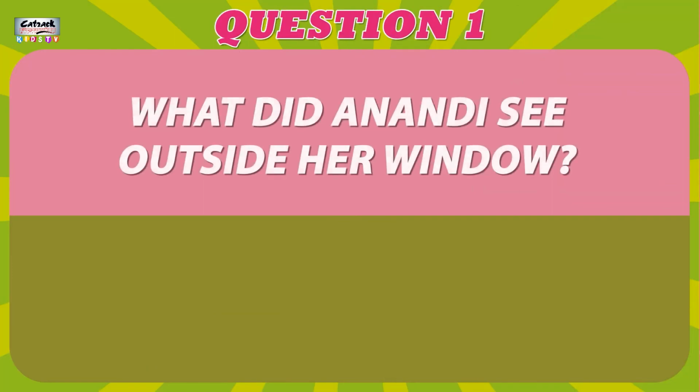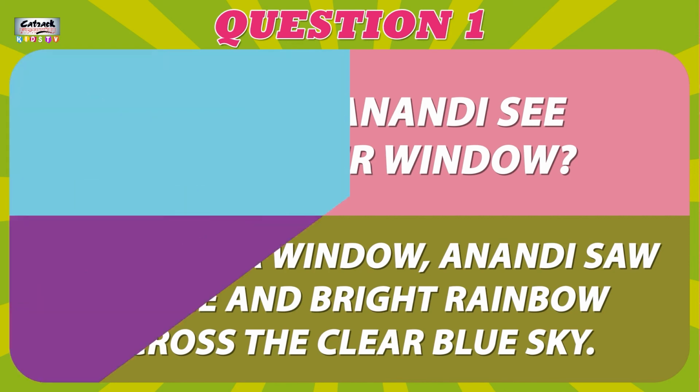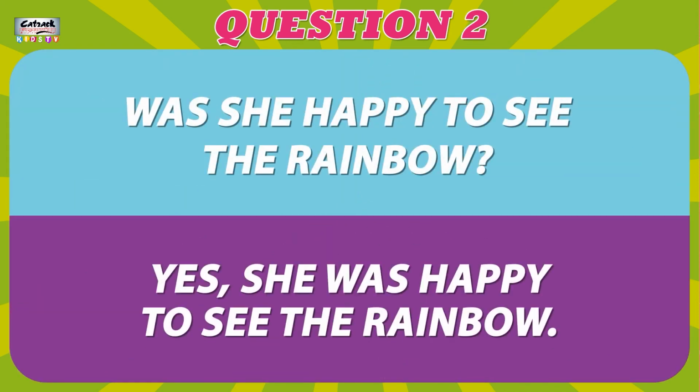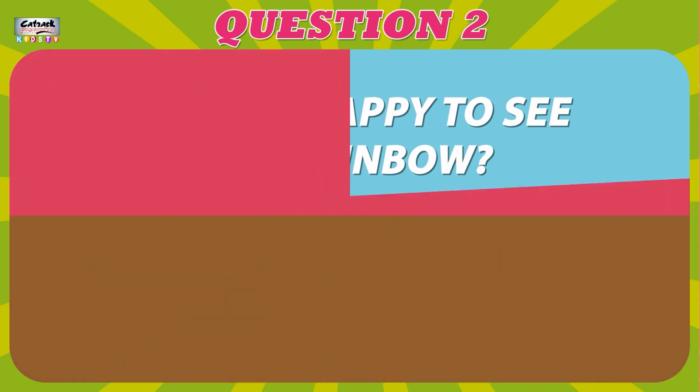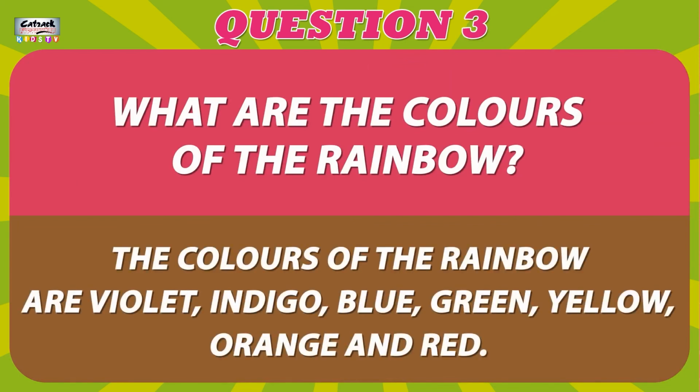Question 1. What did Anandi see outside her window? Answer. Outside her window, Anandi saw a huge and bright rainbow across the clear blue sky. Question 2. Was she happy to see the rainbow? Answer. Yes, she was happy to see the rainbow. Question 3. What are the colors of the rainbow? Answer. The colors of the rainbow are violet, indigo, blue, green, yellow, orange, and red.